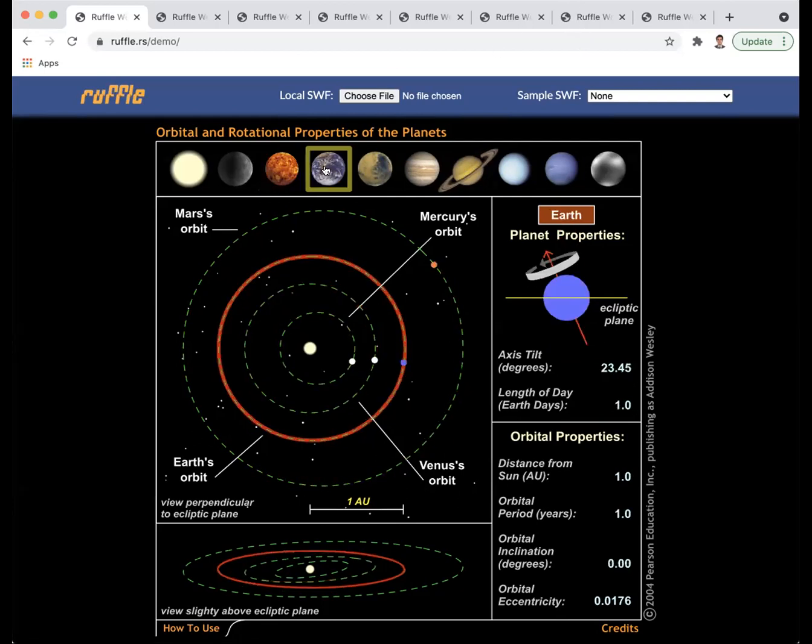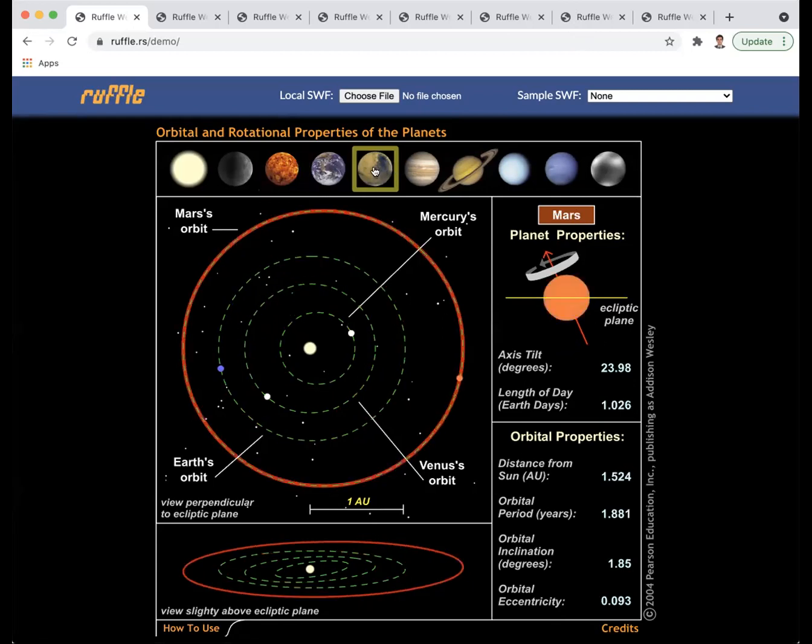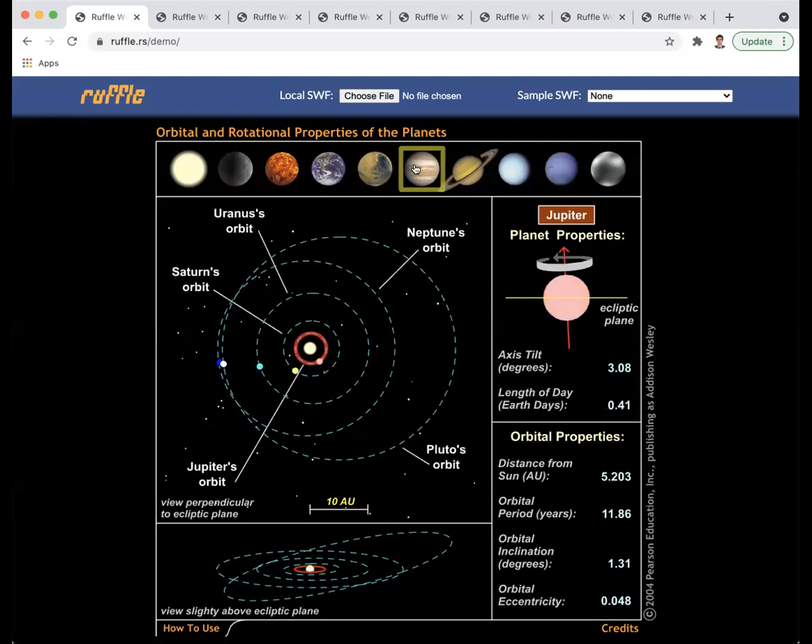Next, we have Earth, 23.45 degrees, and the length of a day is just 1 day. We have Mars, pretty similar axis tilt. However, the eccentricity of its orbit is a little bit more compared to Earth. And the length of a day is pretty similar, 1.0226 Earth days.